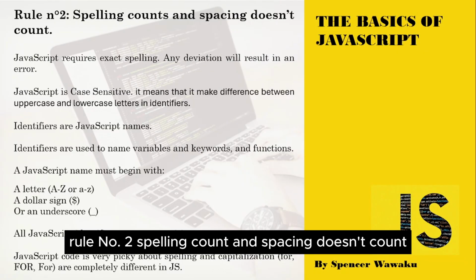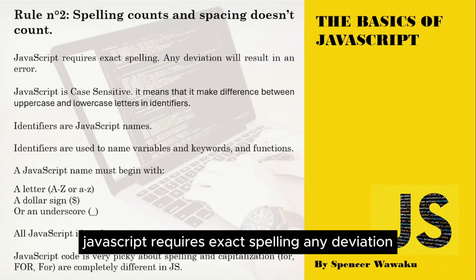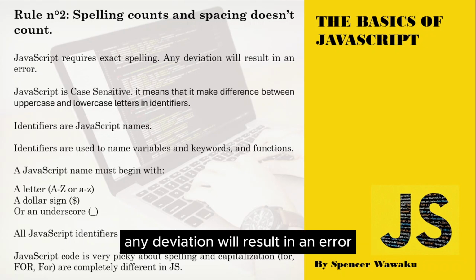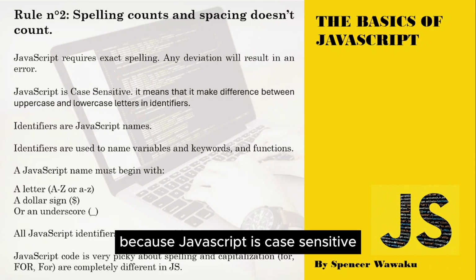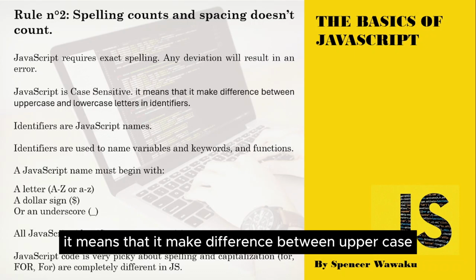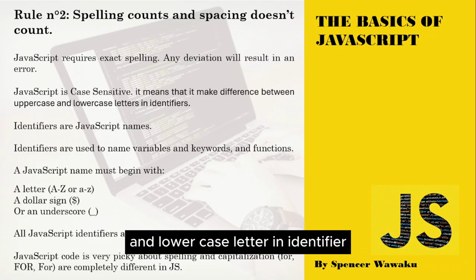Rule number 2: spelling counts, and spacing doesn't count. JavaScript requires exact spelling. Any deviation will result in an error. Because JavaScript is case sensitive, it makes a difference between uppercase and lowercase letters in identifiers.